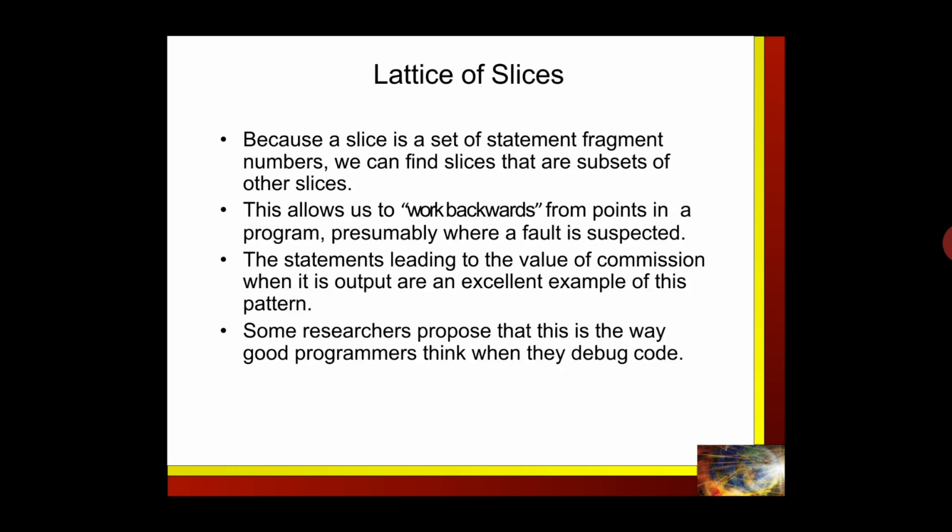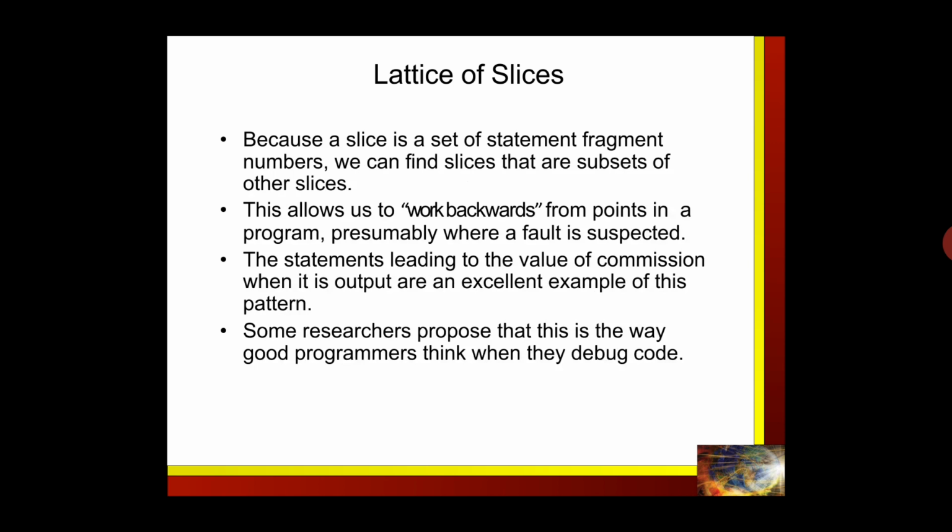There is another example here. The statements leading to the value of commission when it is output are an excellent example of this pattern. If you consider the commission problem, being able to find the value of commission is considered excellent. Why? Because the statements leading to the value of commission, you only get the value of commission when all the program fragments, all the statements, are error free. If this contains any errors, you can't compute the commission. That's why it's considered an excellent example of the pattern.